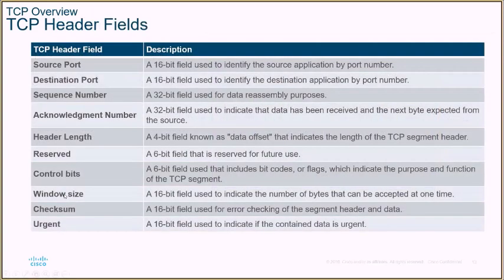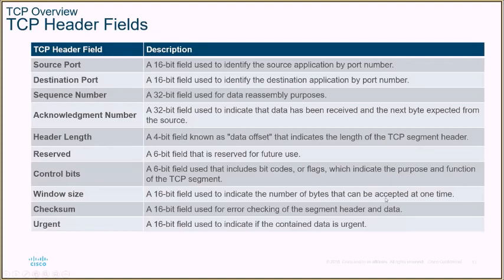Okay, so an explanation. I've pretty much explained most of these things. The sequence number is a 32-bit field used for reassembly purposes, so it tells you what part of this conversation this particular segment is. And the acknowledgement number indicates that data has been received and the next byte expected from the source will be. So I've received this conversation up to byte number 2556, whatever it might be. The header length is just the size of the TCP header. And from there, there are the control bits, which we'll look at a bit later.